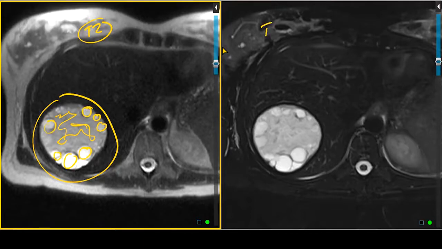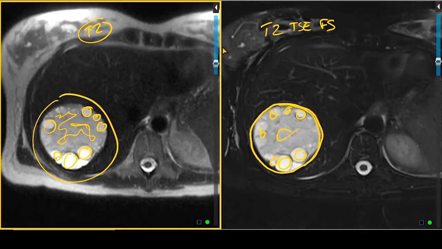On the T2 turbo spin echo fat saturated imaging sequence, these findings are redemonstrated, where we have intermediate signal centrally and more discrete areas of hyperintense T2 signal along the periphery of this lesion. Also noted is a very, very discrete T2 hypointense rim that surrounds the majority of this mass, or in fact all of this mass. That becomes an important imaging finding in this patient.